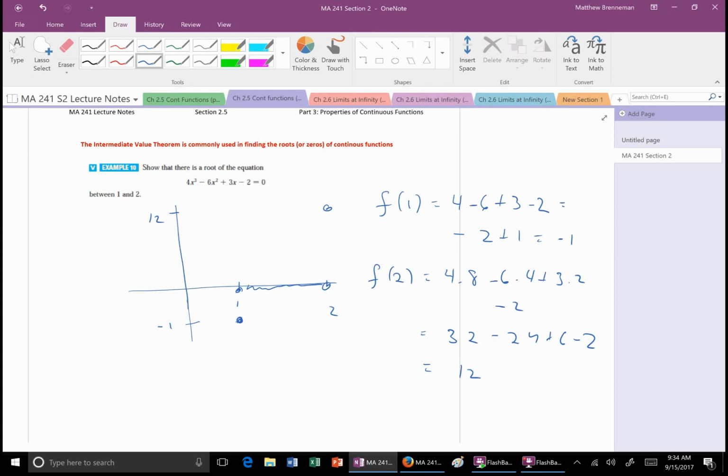So this is my intermediate value 0. Intermediate value, for instance. There's definitely one here. There might be more. I don't know. What are we talking about? How do you find it?